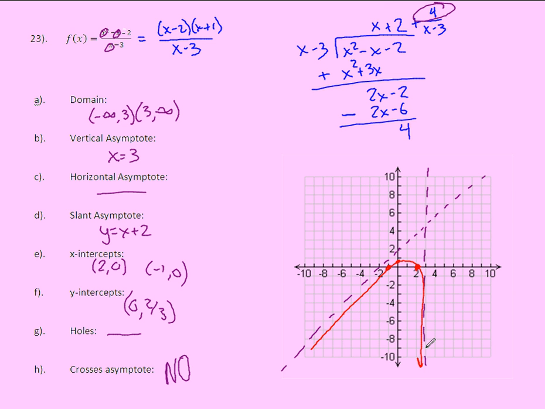And now I also need something on the right-hand side of this vertical asymptote. Well, if it was down below the slant asymptote, it would have to cross the x-axis again. But there are no more x-intercepts. So my only option is for it to be up here, looking something like that.